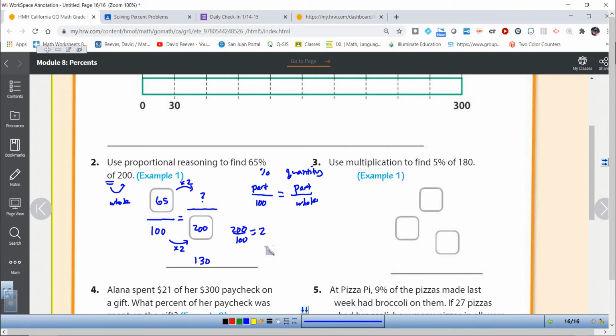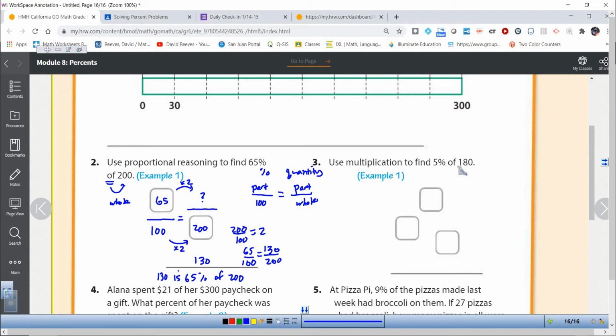130. All right? So what does that mean? That means 130 out of 200 is equivalent to 65 out of 100. 65% is equivalent to 130 out of 200. All right? Or, let me write that another way. 130 is 65% of 200.